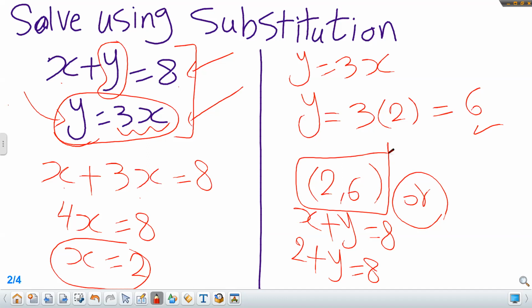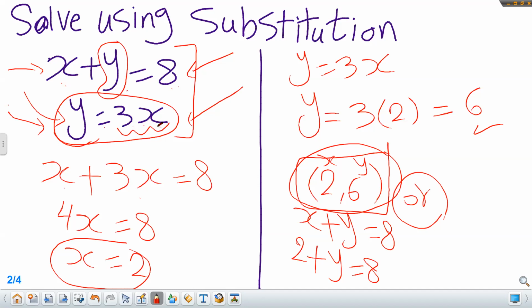How to check your answer? Take this solution (2, 6) and replace it in the two equations. In the first equation, x equals 2 and y equals 6. Then x plus y, 2 plus 6 equals 8, right? The other one: y equals 6, x equals 2. Then 6 equals 3 times 2. Then your answer is correct, right?